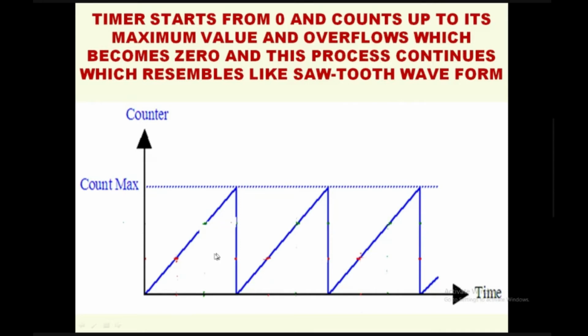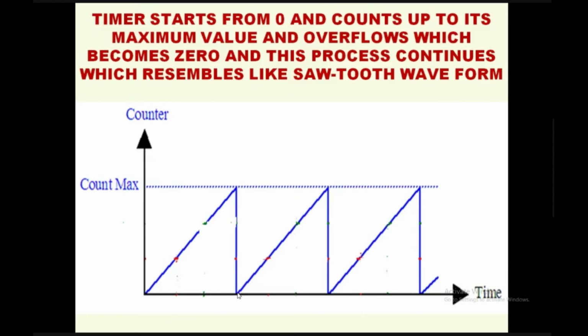So this is how the timer counter works. Timer starts from 0, goes up to maximum. When it reaches maximum, it becomes 0. Then it starts from 0, goes up to the maximum again. When it becomes maximum, it becomes 0. It looks like a sawtooth waveform. So it takes some time. The time is 256 microseconds with respect to our 8-bit understanding.